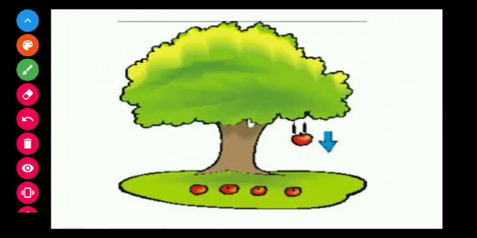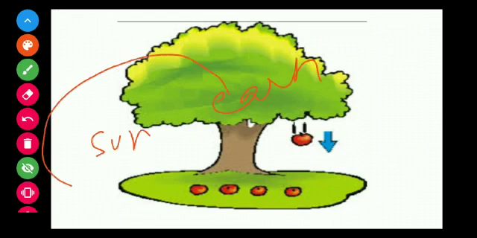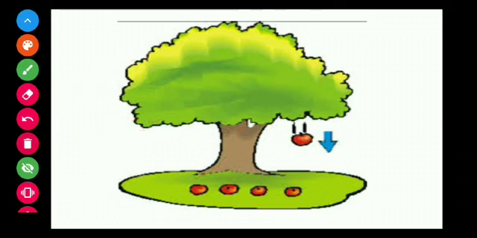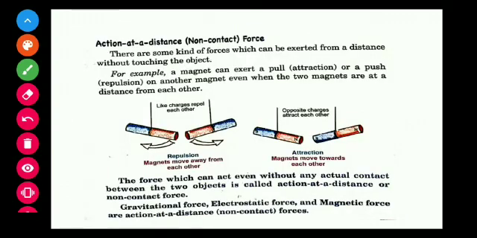Another example of non-contact force is gravitational force. There is a force of attraction between the apple and the earth. Another example of gravitational force is the force of attraction between the sun and the earth, and due to this force of attraction the earth revolves around the sun. This is also an example of non-contact force, because there is no contact between the sun and the earth. Force of attraction between the moon and the earth: the moon revolves around the earth, but there is no contact between them.